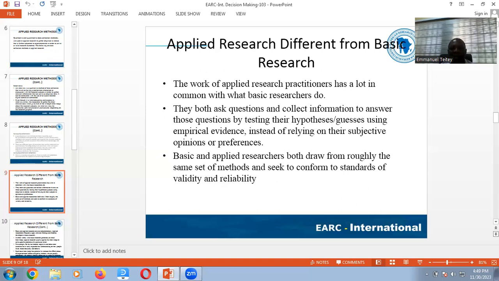How applied research is different from basic research. The work of applied research practitioners has a lot in common with basic researchers.